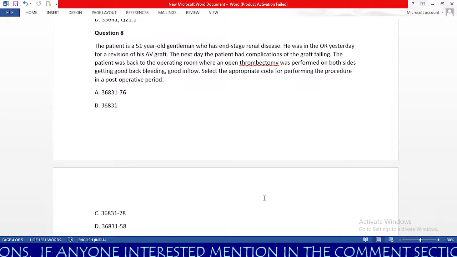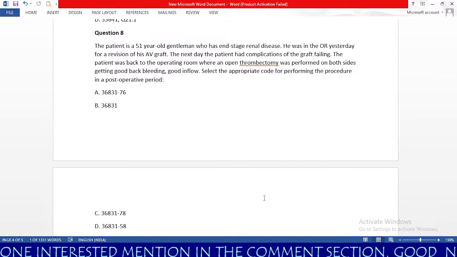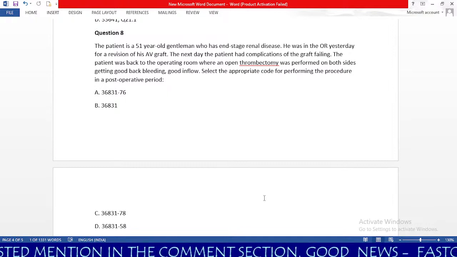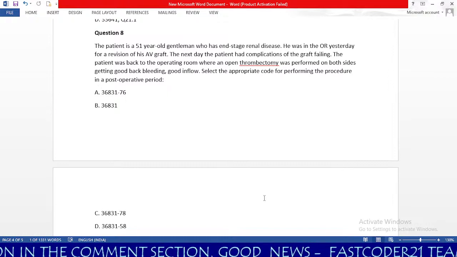Eighth question, answer please. So we have 1 more minute. So here you need to code this one based on the modifiers only.